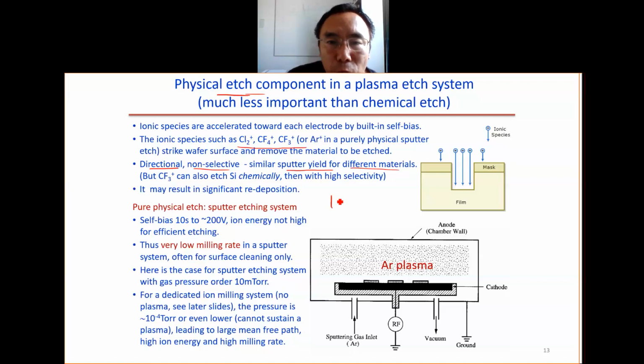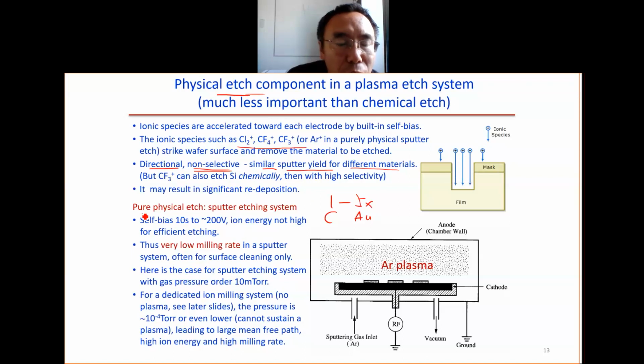So 1 to 5. That means the sputtering of carbon is 1, sputtering of gold may be 5. So the etching rate of gold is 5 times the etching rate of carbon. So we still say this is non-selective, not very high. 5 times is not very high. So it may result in a significant redeposition. So here is the sputtering process.